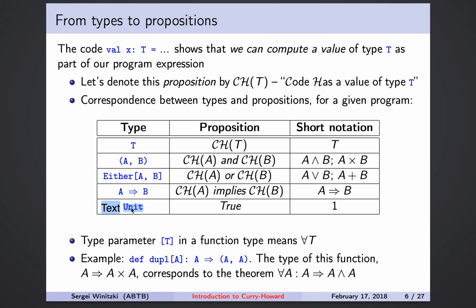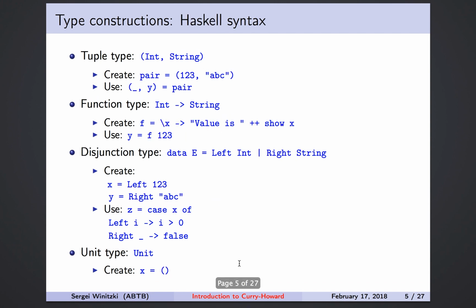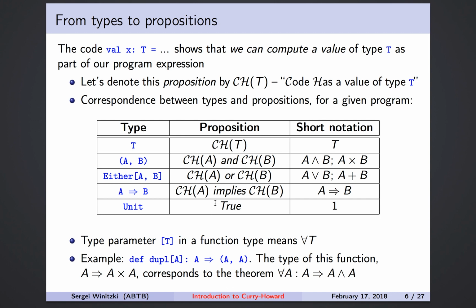The unit type can always be computed. It does not need any previous data for it to be computed. We can just always write this expression at any time. And so the proposition CH of unit is a proposition that is always true. Any program can compute unit type expressions. So this corresponds in the logic to a proposition that is identically true. It is always true in all programs. In the short notation, I will denote this as 1, the symbol 1.